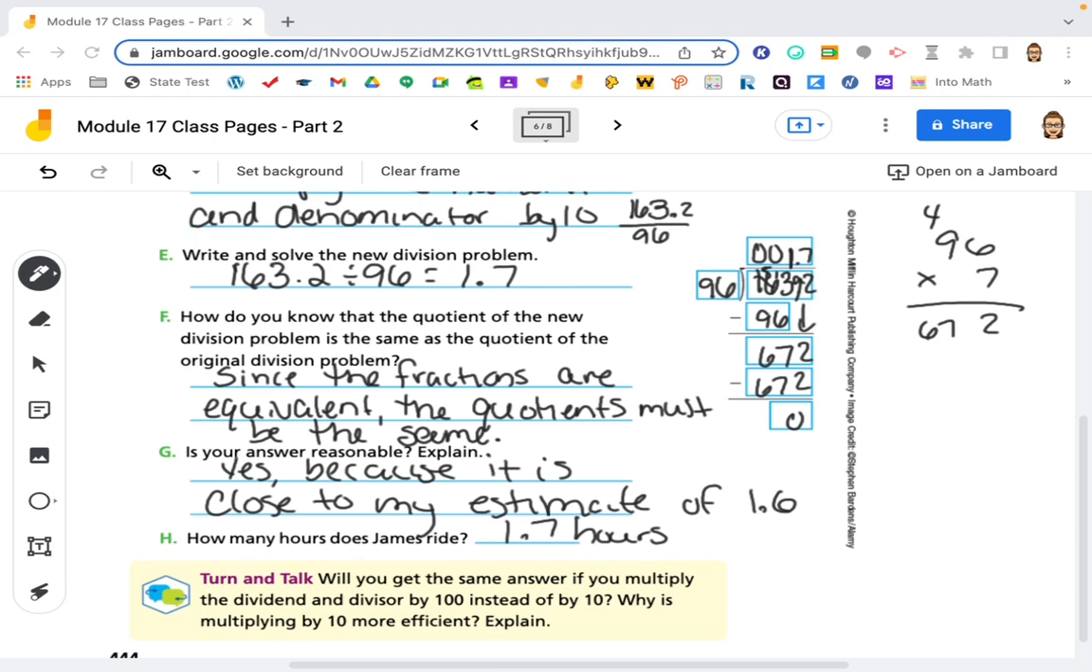So that is all for today's lesson. Hopefully you are now able to divide a decimal by a decimal. And remember, in order to be a math person, all you have to do is be a person and do math.